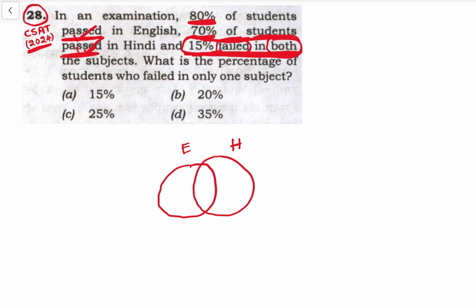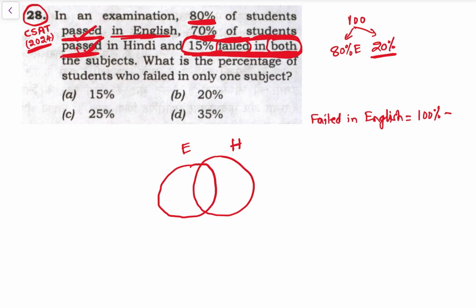So we need to convert this passed thing also into failed, because the both aspect is in failed form. See, if 80% students passed in English, that means, out of a total of 100% students, 80% passed in English. That means the remaining 20% failed, because either you pass in an exam or you fail in an exam. So 80% pass in English means 20% failed in English. Failed in English is what? 100% minus 80%, so that is 20%.